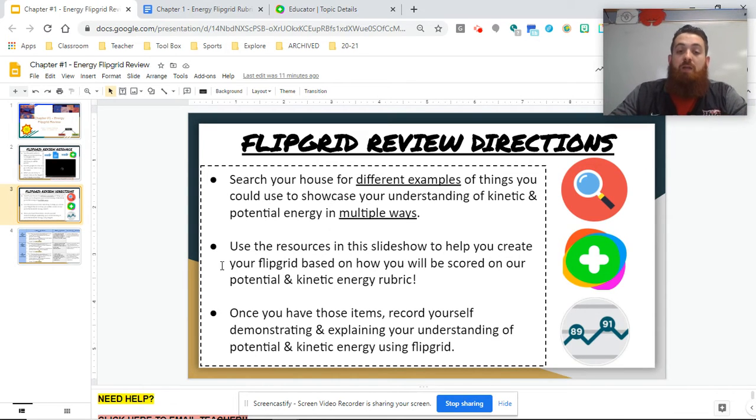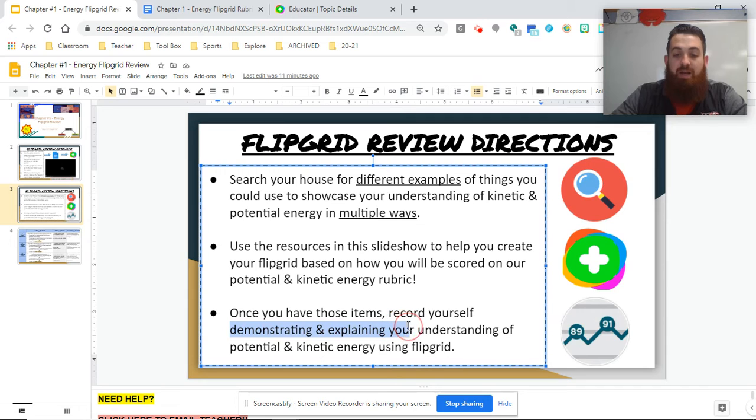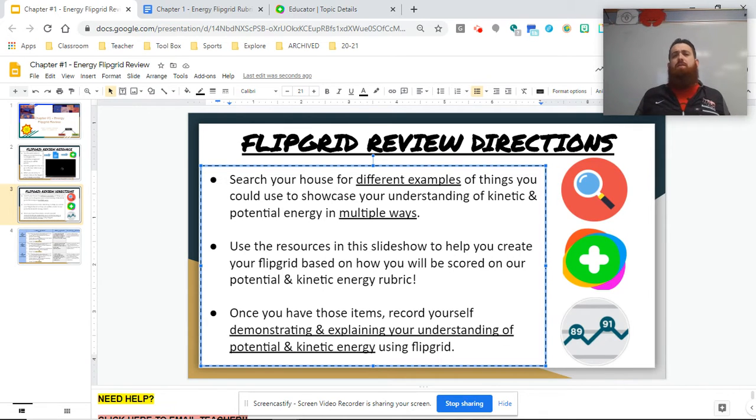Okay, you're going to need to use the resources not only on this slideshow, but within Flipgrid so that you understand how you're going to be graded and what's expected of you when you're doing this assignment, okay? When you have all of your things that you need, when you're ready to record, when you feel you understand the rubric, then you're obviously going to record yourself demonstrating and explaining your understanding of potential and kinetic energy. That's key. You're going to be demonstrating and explaining using the things at home and Flipgrid. Okay, so those are the directions.